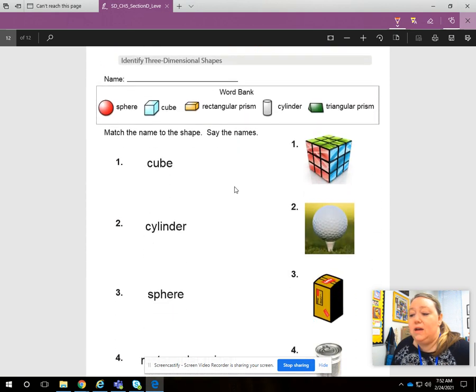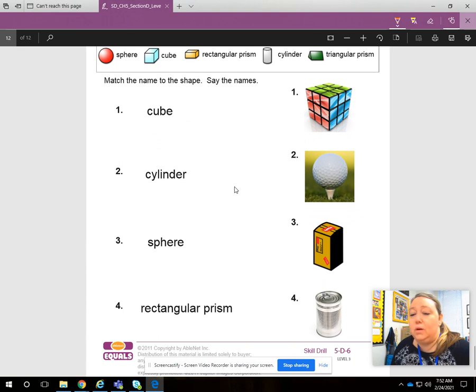If I look down for the second worksheet, this one has objects that are common in our environment. And this time we're going to name those 3D objects by the name of their shape. So the first one says cube. If I look over into the right-hand column, I can see that I have a Rubik's Cube right here. That's of course a cube. So I'm going to draw a line from cube to the Rubik's Cube.